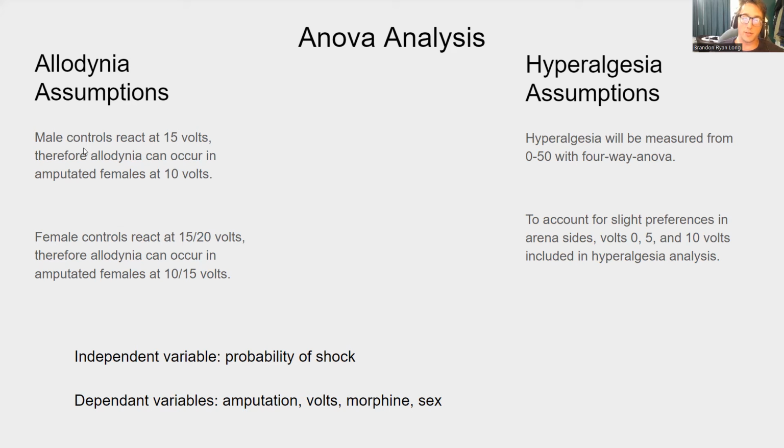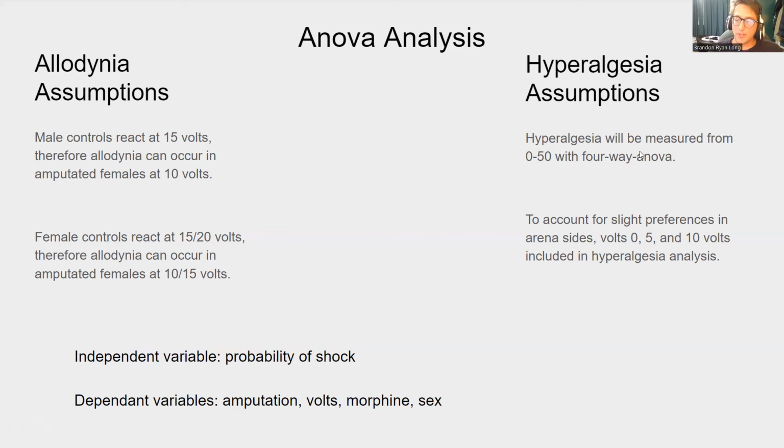For males, the controls react at 15 volts and the amputated react at 10 volts. So that's a way that we can look at the data and say that we don't really know where this is going to onset, but it seems to be setting on here. Female controls reacted at about 15 or 20, so their threshold is a bit higher, oddly enough. So I looked for allodynia at both 10 and 15 volts.